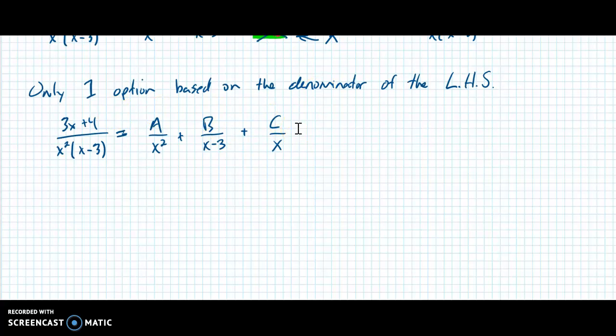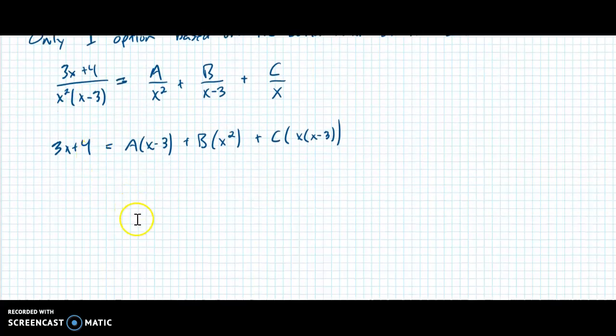And I'll do some shortcuts that you guys are already familiar with. So I am going to multiply by the denominator, this thing right here. I'm going to be left with 3x plus 4 on the left side. When I multiply a over x squared by this, the x squareds cancel, so I get a times x minus 3. When I multiply the b's, the x minus 3's cancel, so I just get b times x squared. And when I multiply the c over x, this x cancels with one of those, so I get plus c times x minus 3.